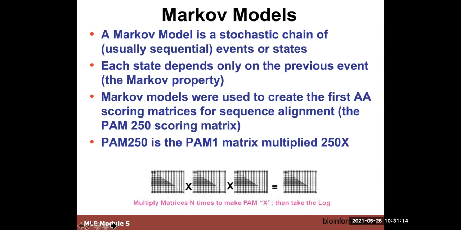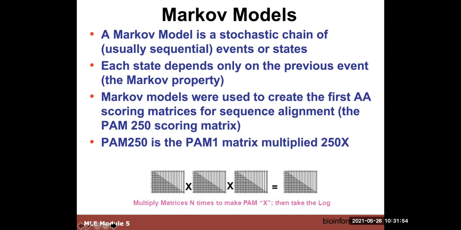That is called the point-accepted mutation matrix, or PAM matrix, that Margaret Dayhoff, who's the founder of bioinformatics, developed in the 1960s. What she did was calculate essentially a scoring matrix for very, very similar sequences. That scoring matrix was called the PAM1 matrix, assuming just small mutations, closely aligned sequences. That roughly corresponded to about 1 million years of evolution. At least that was her estimate.